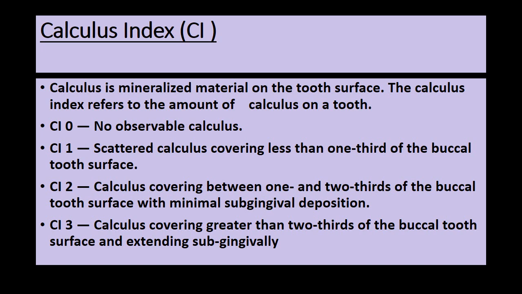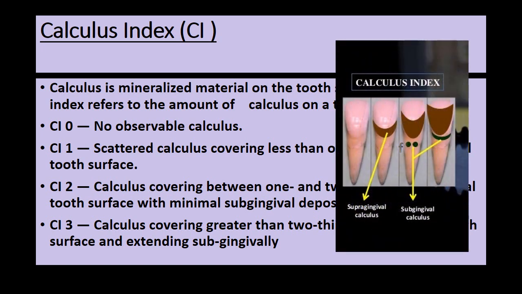Score 1 for scattered calculus covering less than 1/3 of the buccal tooth surface. Score 2 for calculus covering between 1/3 and 2/3 of the buccal tooth surface with minimum subgingival deposition. Score 3 for calculus covering greater than 2/3 of the buccal tooth surface and extending subgingivally.